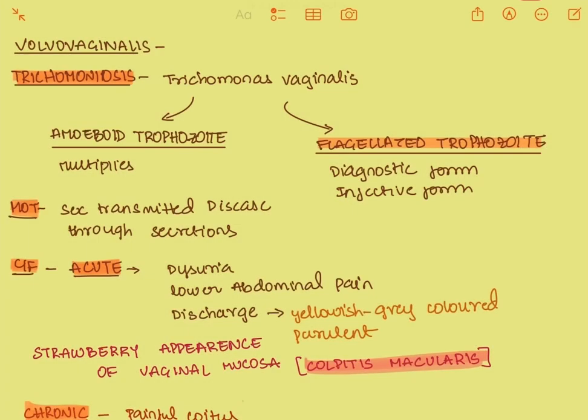Vulvovaginitis can be caused by three things. One is trichomoniasis, which is caused by Trichomonas vaginalis. Second is bacterial. Third is fungal. Coming to the first one, which is trichomoniasis, it is caused by Trichomonas vaginalis.